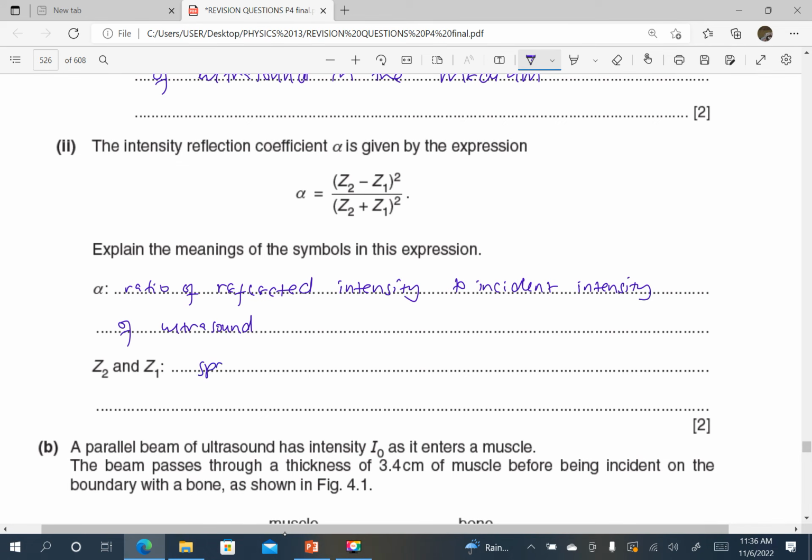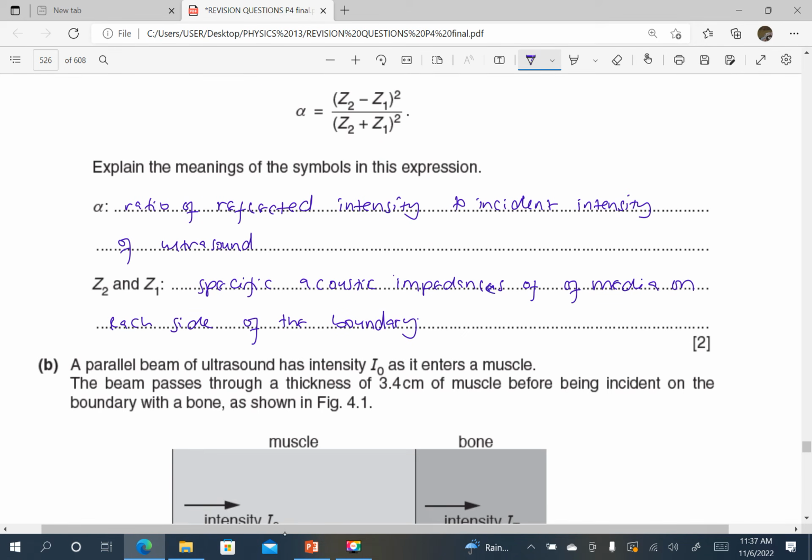The specific acoustic impedances of the media on each side of the boundary.